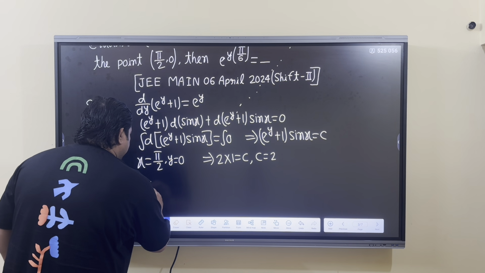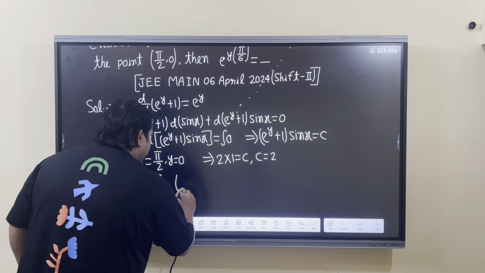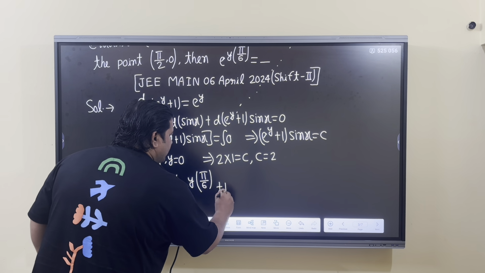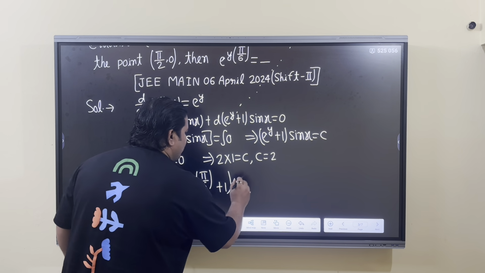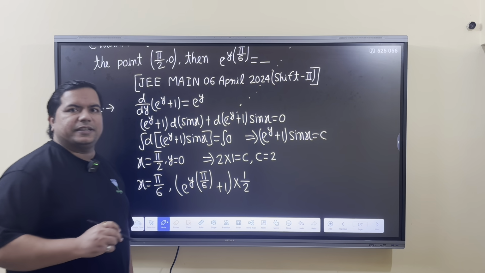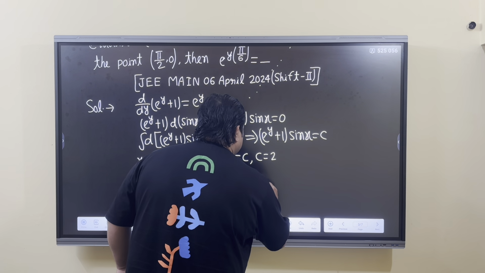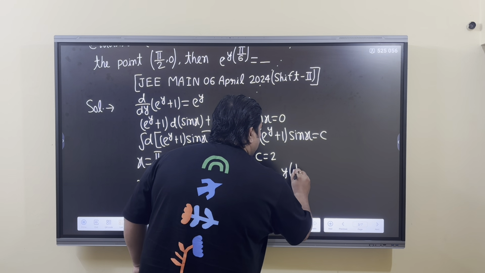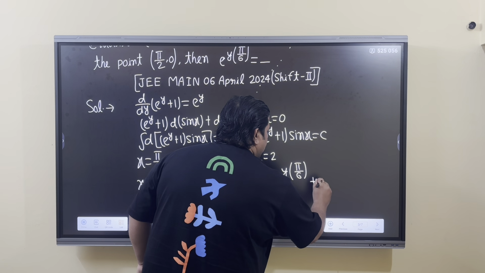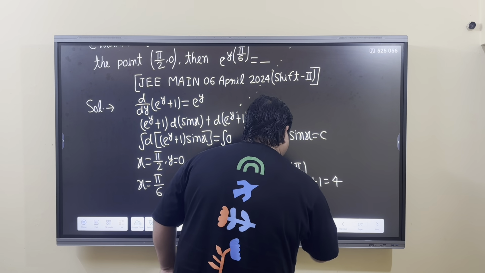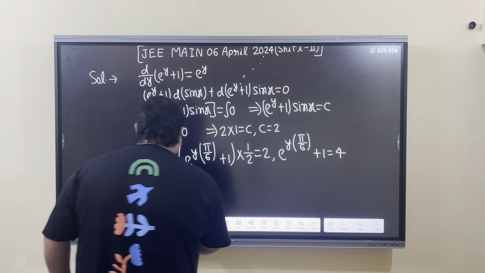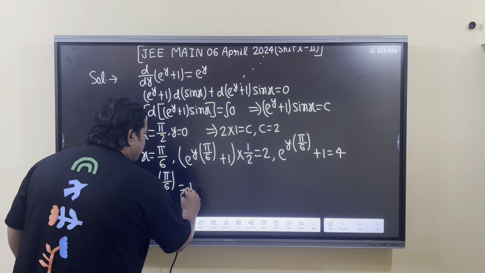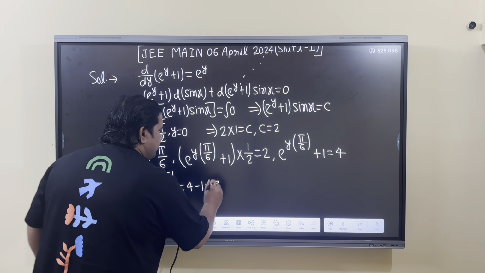So, if we put x equal to pi by 6, then this will become e power y of x, and x is pi by 6, plus 1 into sin x. Sin pi by 6 is how much? Pi by 6 is 30 degree. So, sin 30 degree is 1 by 2 and that is equal to c, which is 2. So, we will do cross multiplication. We will get e power y of pi by 6 plus 1 equal to 2 into 2, 4. Then the answer will be 3, because e power y of pi by 6 will become 4 minus 1, we transpose 1 to the right side, it will be 3.